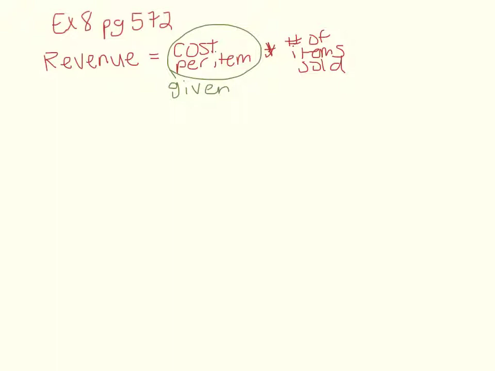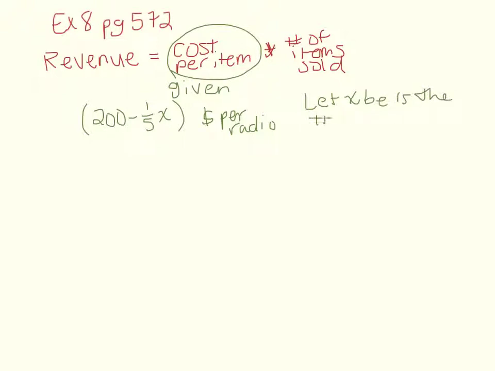An electronics firm manufactures a high-quality radio. Over the past 10 years, the firm learned that it can sell x radios at a price of 200 minus 1/5 x dollars. So this is what I mean by the price per radio is a little funky looking. It's 200 minus 1/5 x dollars per radio. That's the cost per radio, where x is the number of radios sold.